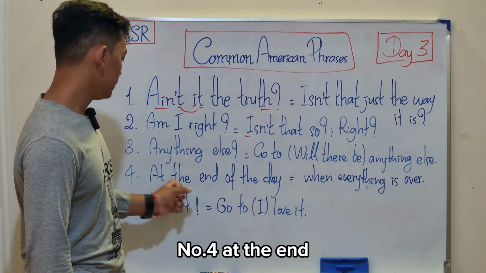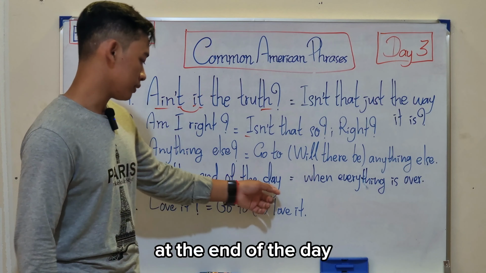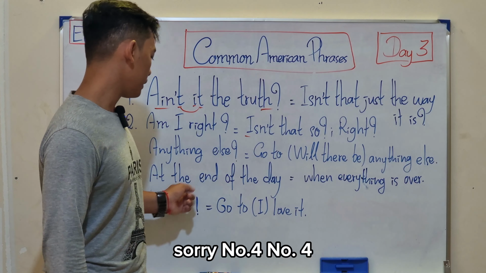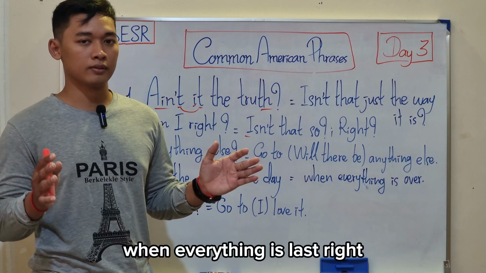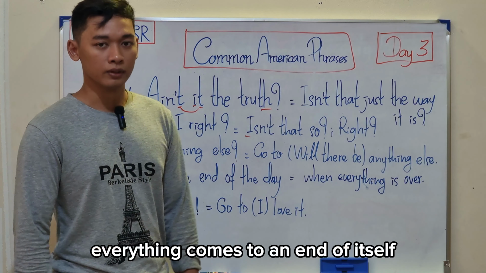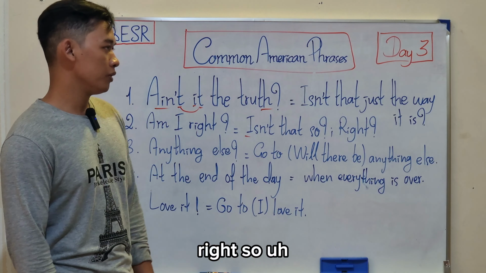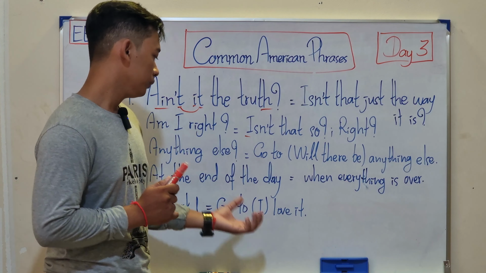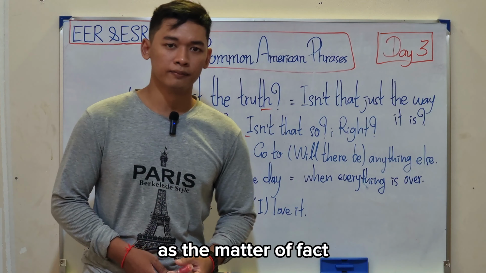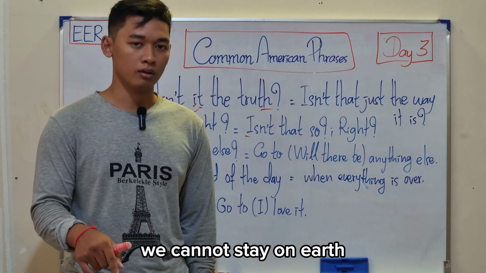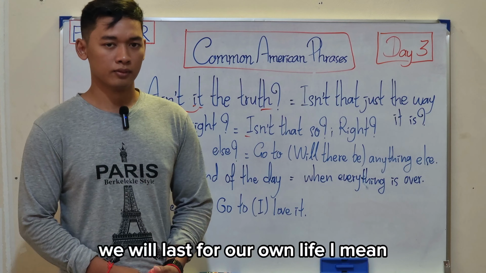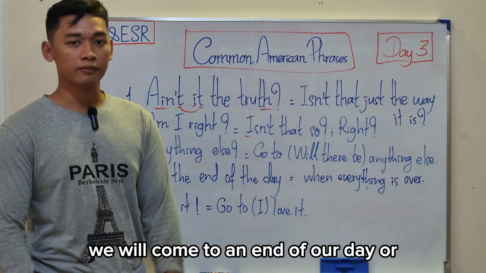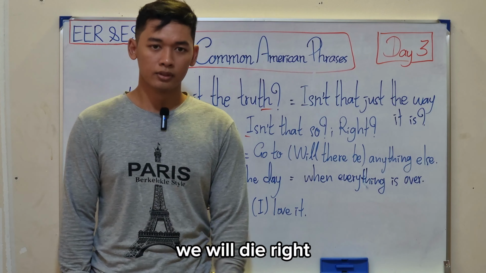Number four, at the end of the day. Yes, at the end of the day, when everything is over, when everything is last, right? Everything comes to an end, right? So, for example, as a matter of fact, having life, we shouldn't be forever. We cannot live permanently. We cannot stay on earth forever. We will last for our own life. I mean, we will come to the end of our day. Or at the end of the day, we will die, right?